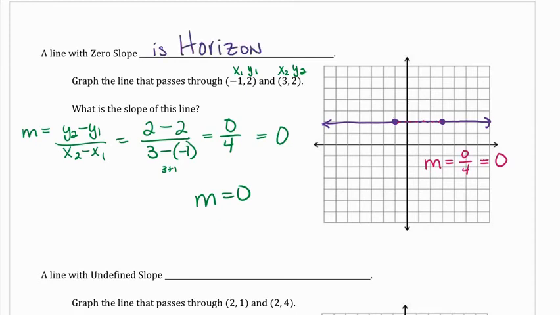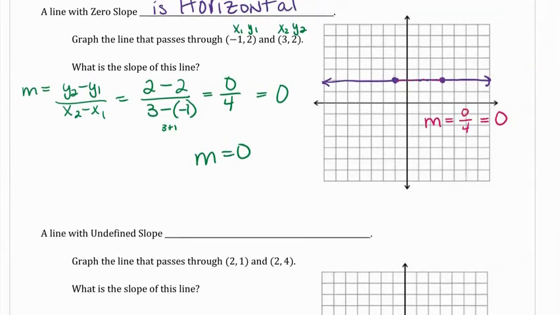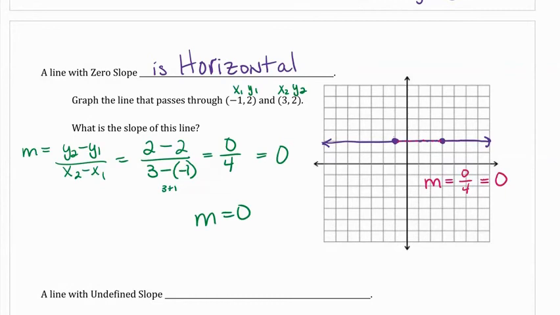So every horizontal line has a slope of 0, right? We are able to run, we can move back and forth, but there is no rise, right? So I can run back and forth, but I can't go up at all. Okay, think of that like a flat ground, right? You can walk back and forth.